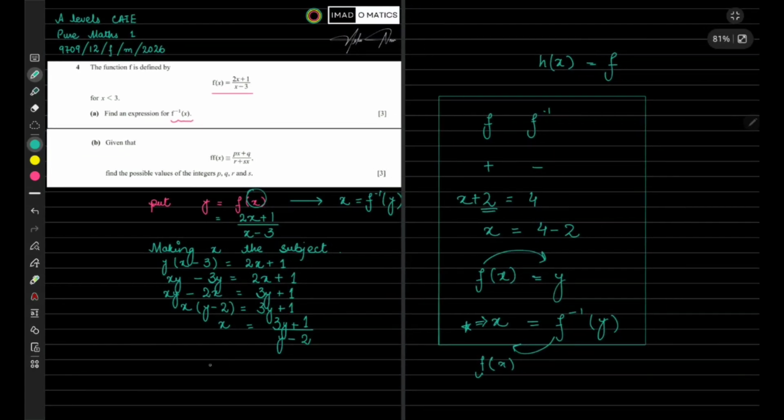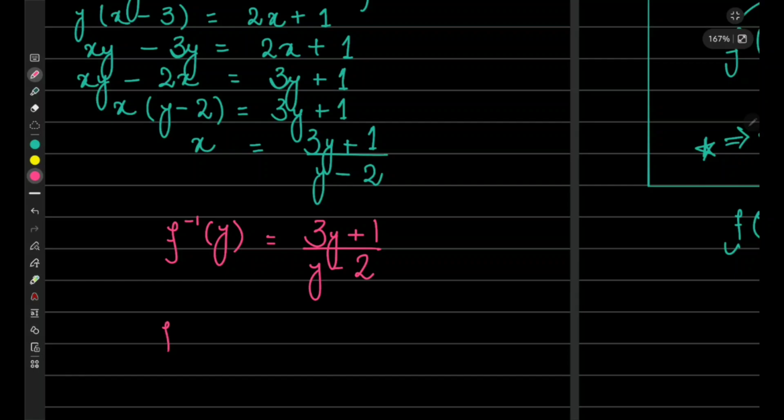So I am substituting it in place of x. It becomes f inverse of y equals 3y plus 1 over y minus 2. Now we actually get the inverse, but this whole expression is in the y variable. Now we have to interchange y with x. So we get f inverse of x equals 3x plus 1 over x minus 2.